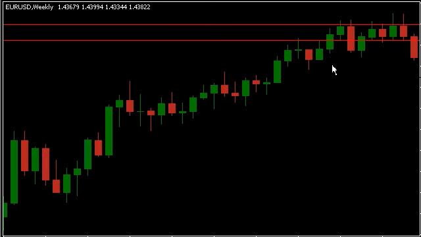Well, there we go. We've got a break of our support line. In this case, it closed below that. So what we'll be interested in is taking a trade short. Now we might have gone down into our lower time frames and seen a better possibility for an entry here, on maybe a daily chart, 4 hourly.